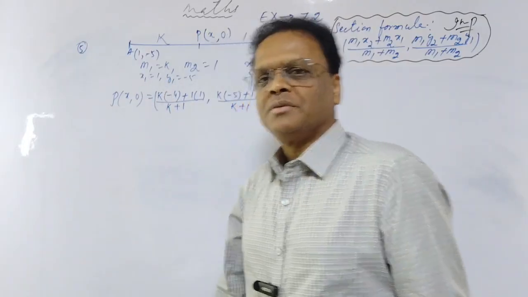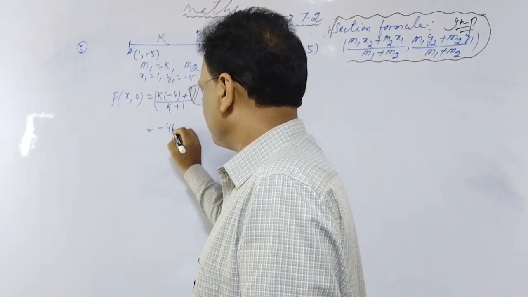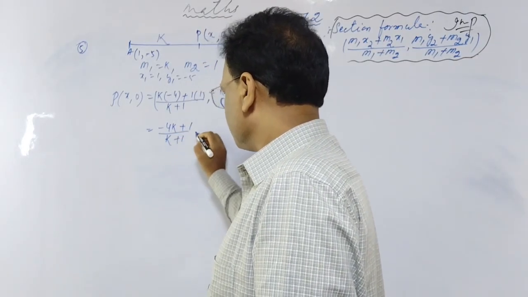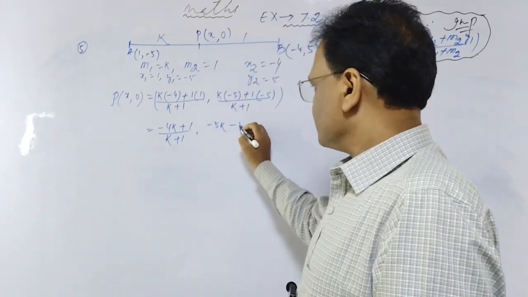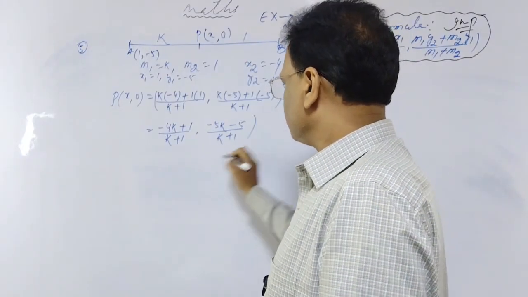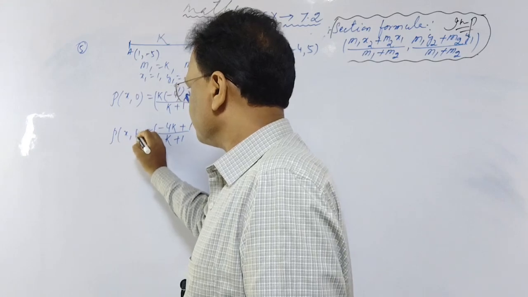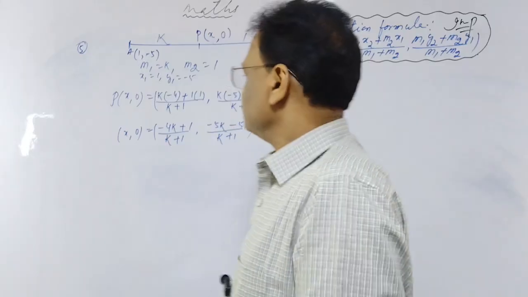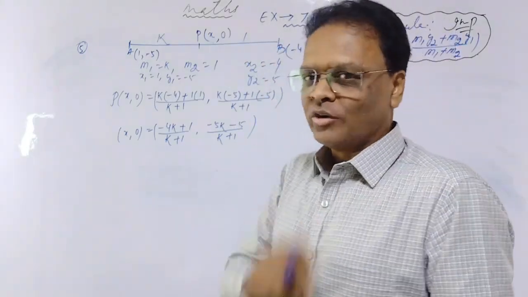Now the substitution of the formula is over. So next, simplify. I am getting minus 4k plus 1, divided by k plus 1, and on this side I am getting minus 5k minus 5 divided by k plus 1, and this is given x0. Means you can write the coordinates only, no problem. The same thing I have to do. I have to equate coordinates.